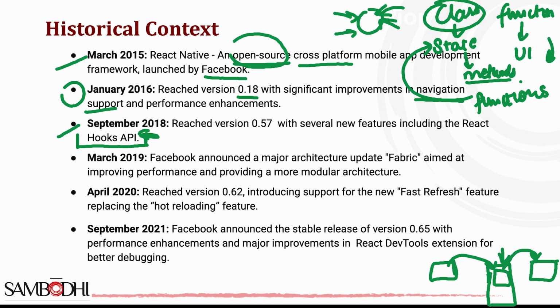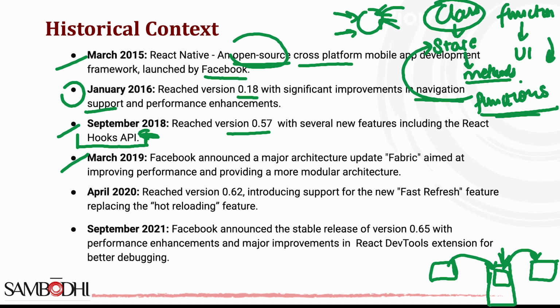So all of these things were manageable by the class-based components before the hooks API, and after the hooks API, these functions made us hook into these states and these functions so that we can manage all of these things via the function-based components also. So this was a major update, September 2018, where the hooks API was introduced in React Native.